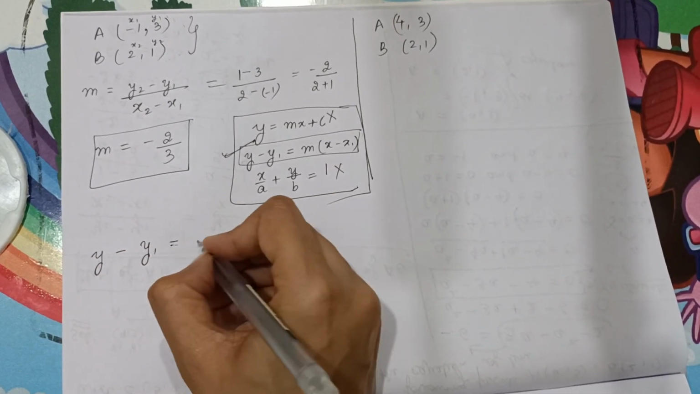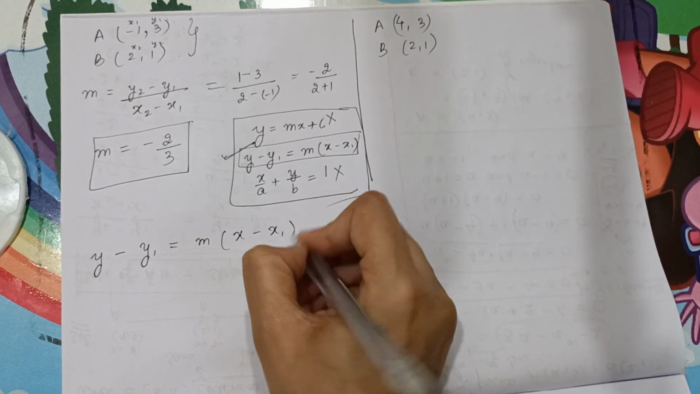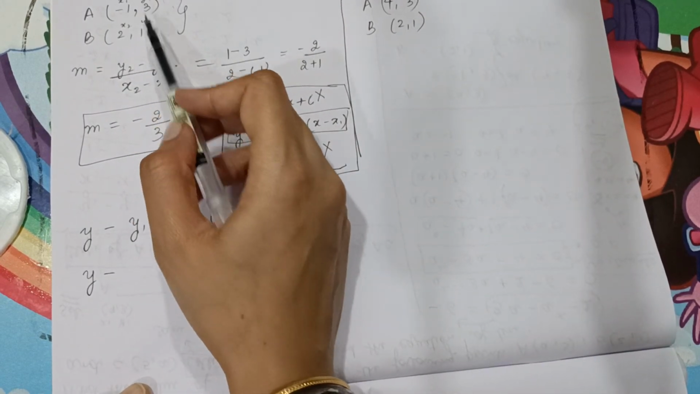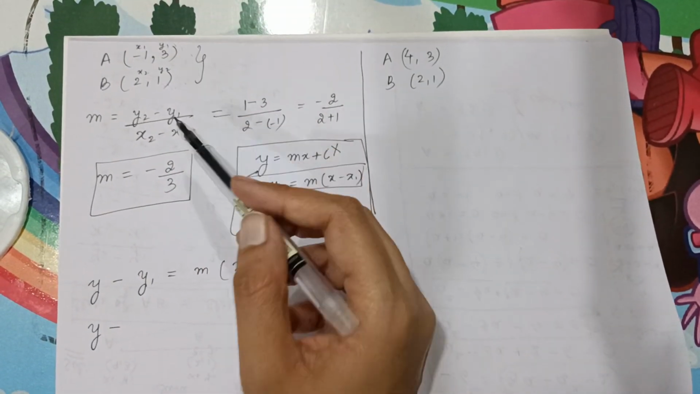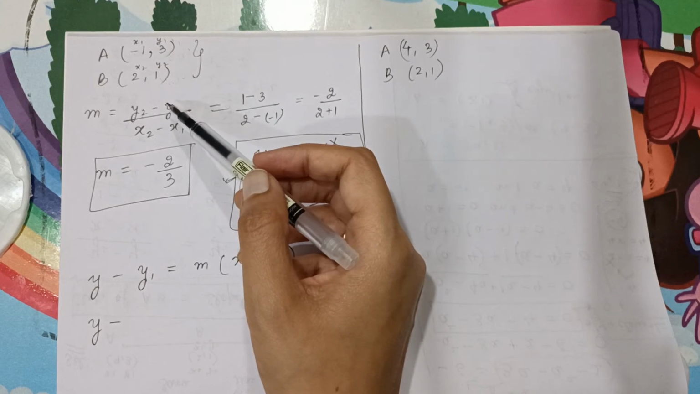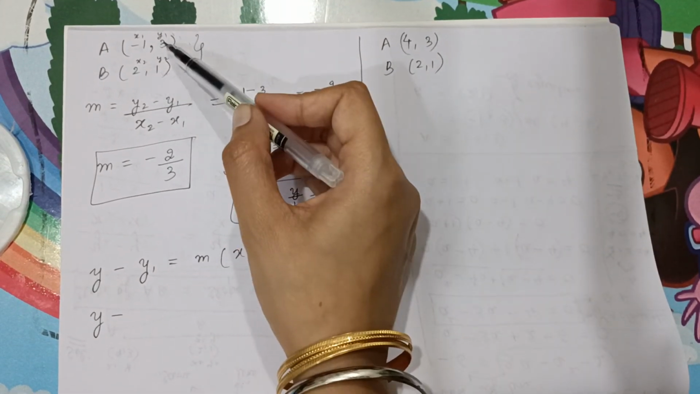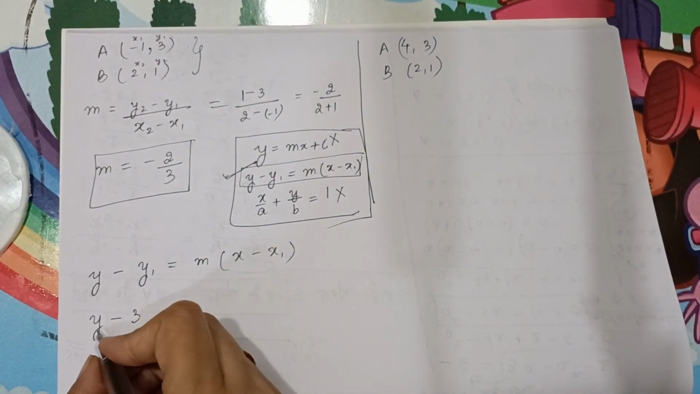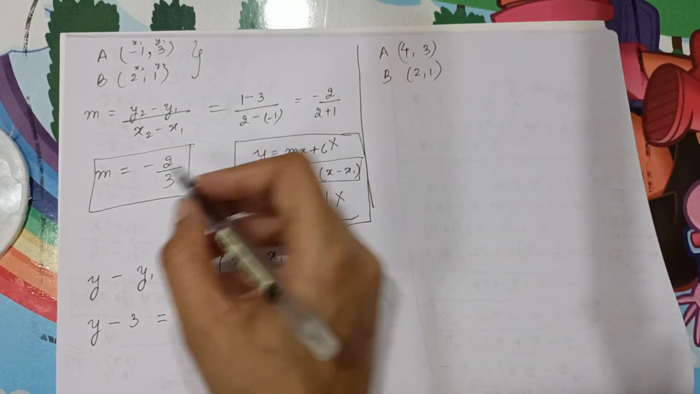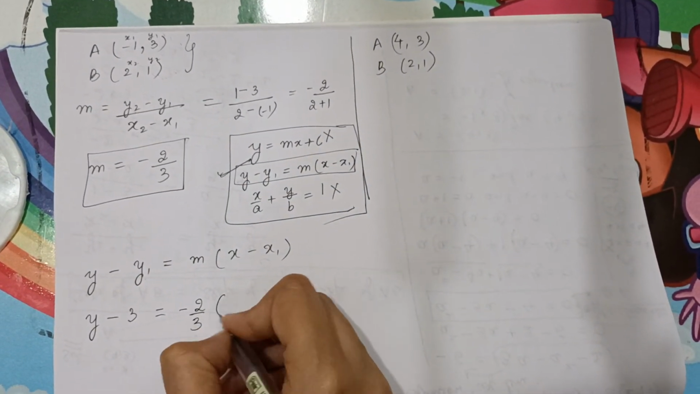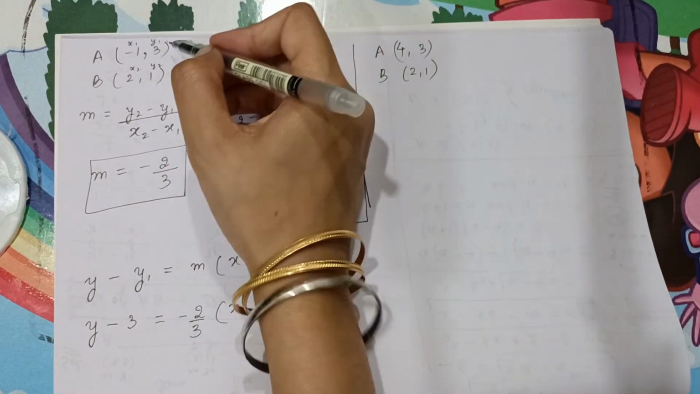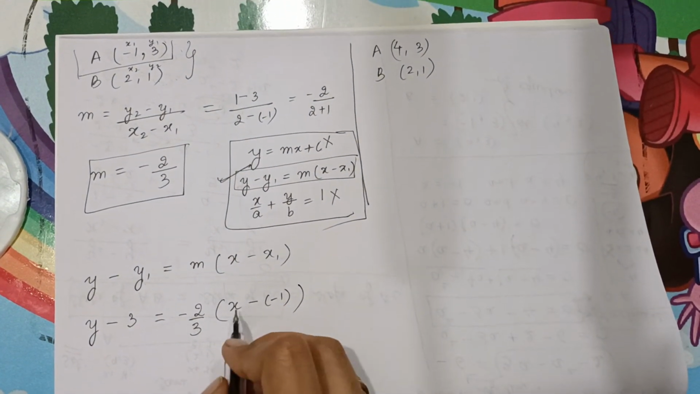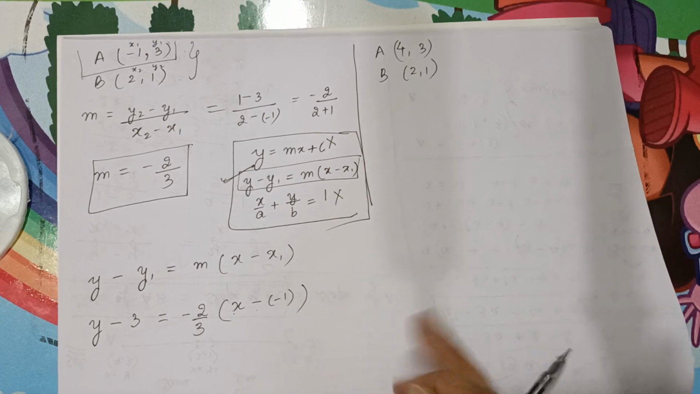y minus y1 equals m into x minus x1. For y1 and x1, you can choose any coordinates from A and B, the answer will be the same. I have already shown you this in one question. So any coordinates you can use. I am just using A's coordinates now. So y minus 3, m's value we just found is minus 2 by 3, into x minus x1, because I am using the coordinates of A, so x1's value is minus 1. So x minus minus 1.